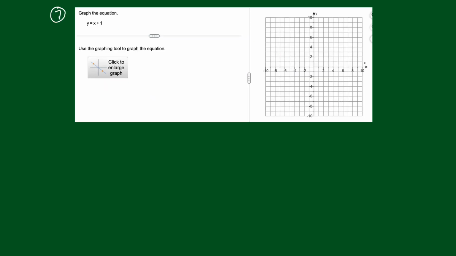Well, this equation's in slope-intercept form. We got y equals mx plus b. Now, this equation here is really y equals 1x plus 1. So there's the slope right there. It's 1. But remember, if you have a whole number, write it as a fraction. You can write any whole number as a fraction if you write it over 1. So what I'm going to do is start right here at b. b is 1 unit above the x-axis, so there's the origin. I'm going to put a point right there at 1.